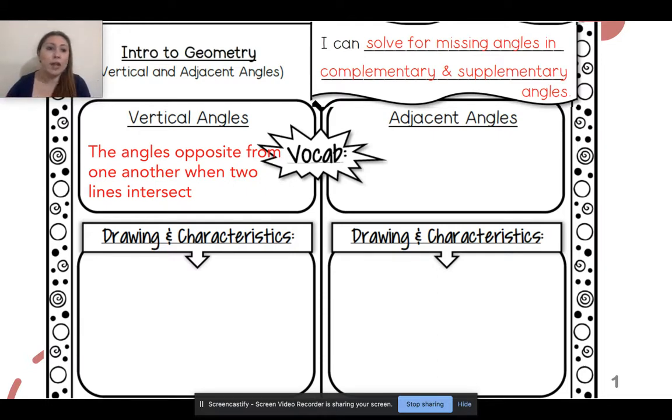So vertical angles, what are they? The angles opposite from one another when two lines intersect.